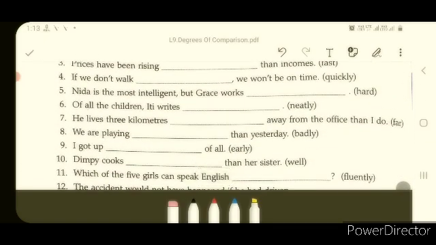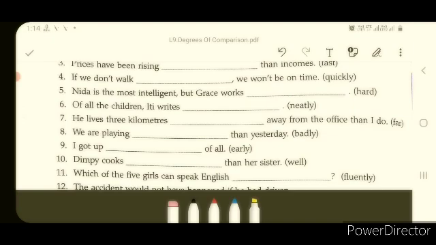Number 5, let's talk about number 5 now. Nida is the most intelligent, but Grace walks dash. Nida and Grace are being compared here, so what will we use? Nida is the most intelligent, but Grace walks hardest, isn't it? Because even though two people are being talked about, we are using superlatives to describe them in terms of the entire class performance.